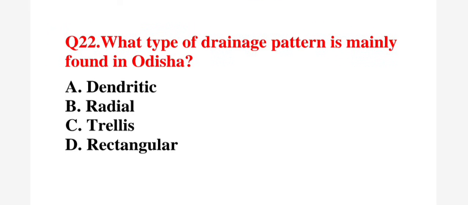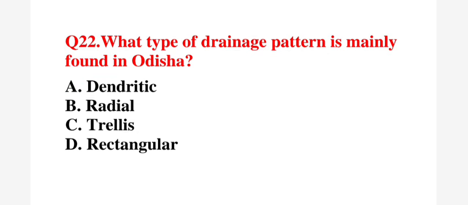What type of drainage pattern is mainly found in Odisha? Option A, dendritic pattern. Option B, radial pattern. Option C, trellis pattern. And option D, that is rectangular. So what is the right answer here? So here the right answer will be dendritic.